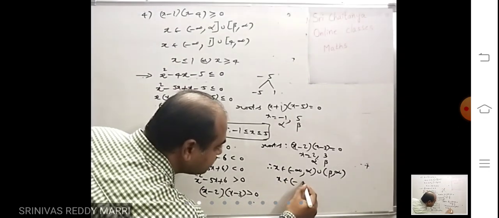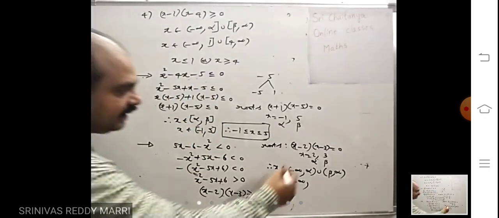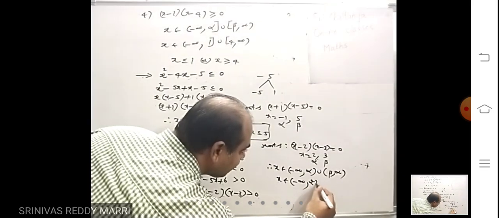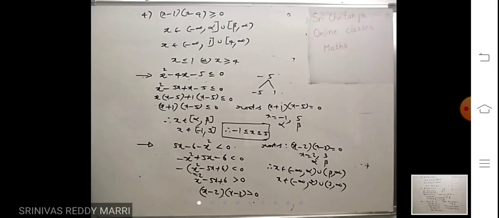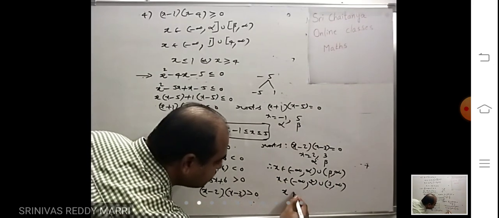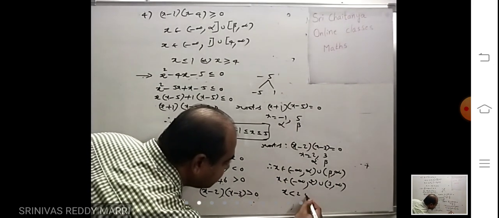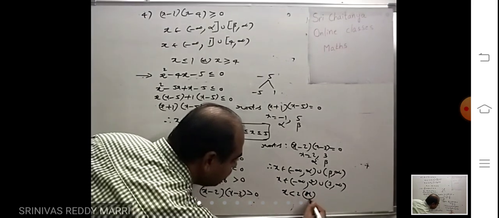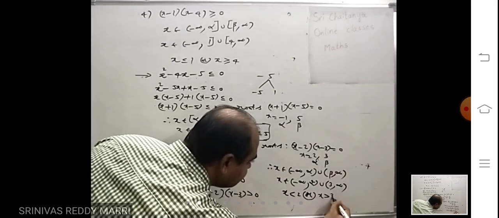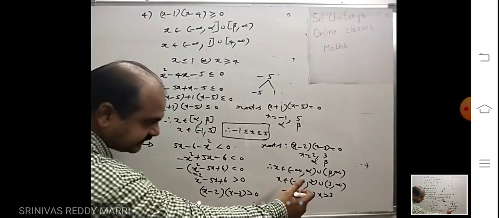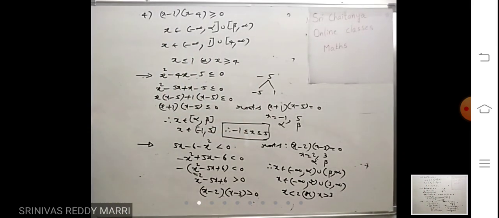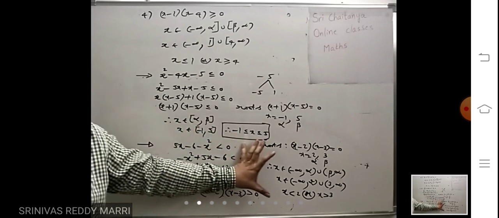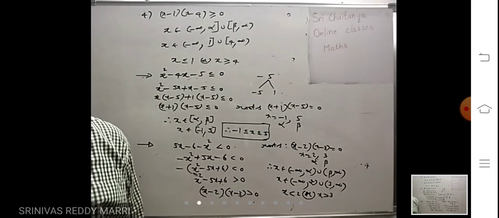That means what is the answer? Minus infinity comma alpha, which is 2, union 3 comma infinity. This interval means that the solution contains x less than 2 values or x greater than 3 values. X less than 2, all the values will be there. X greater than 3, all the values will be there. This is the solution set, just after factorizing, using the formulae.